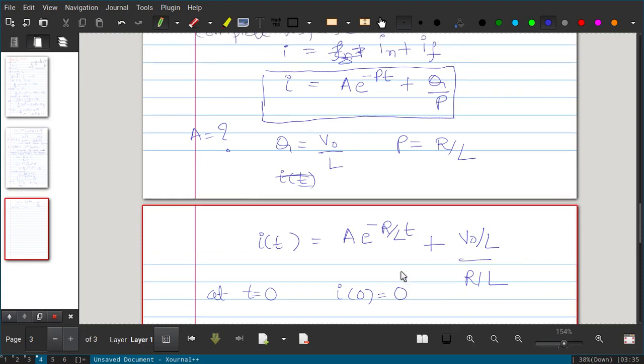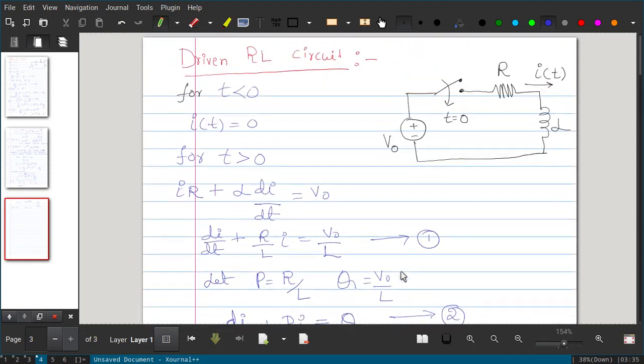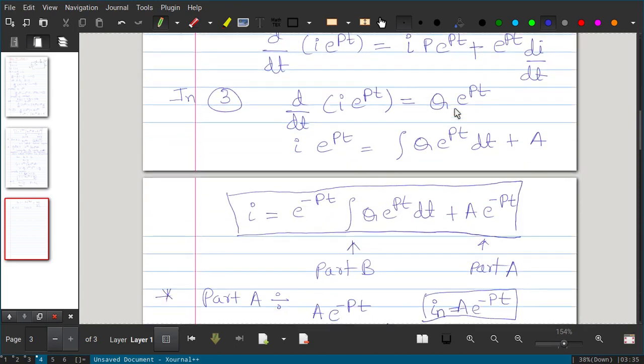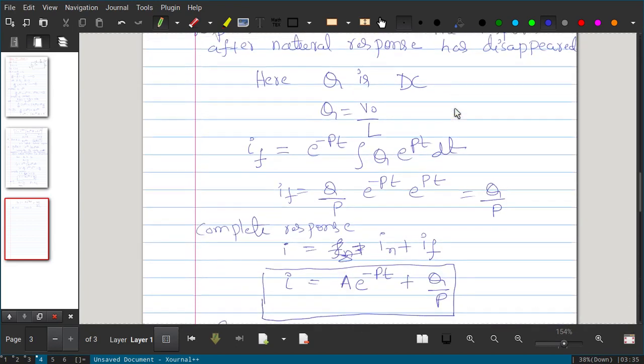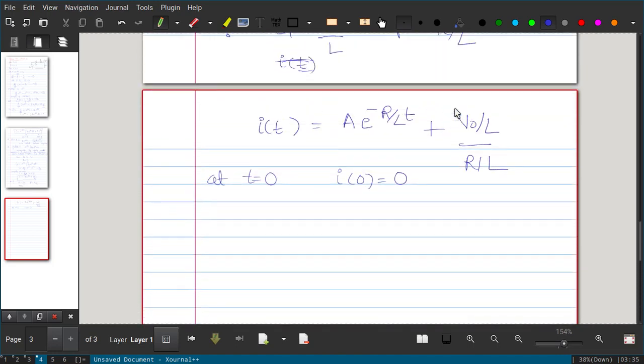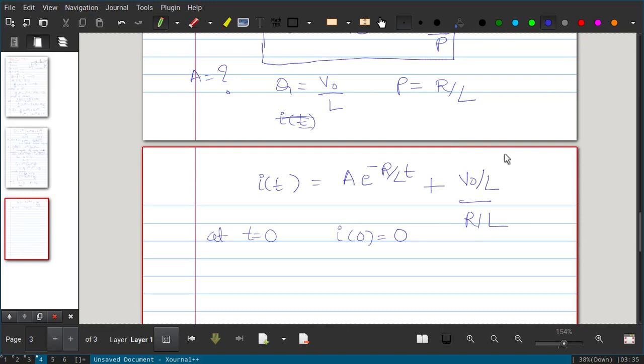You see the start from the beginning where we started. At t equal to 0 the switch is closed, and before that the switch was open for a long period of time. So I of 0 is 0. You have to substitute I of 0 in the complete response, which has both the forced and natural response, not simply in the natural response. Care should be taken; we'll understand that clearly when we solve the problem.